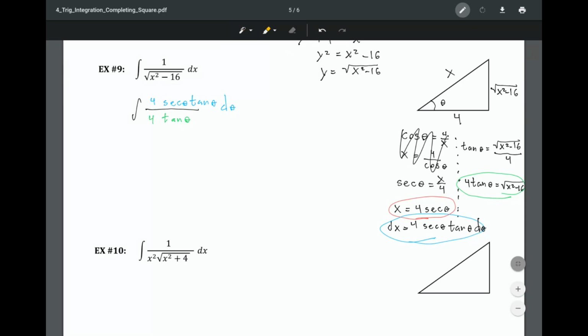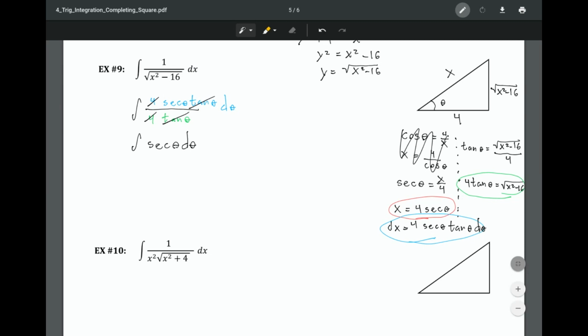Okay. So again, it wasn't until this point that I realized, wait a minute, I don't even need x. All right, so kind of a nice surprise there. So I'm going to try to simplify as much as I can. Notice that the 4's will cancel, the tangents will cancel. I end up with the integral of secant theta d theta.